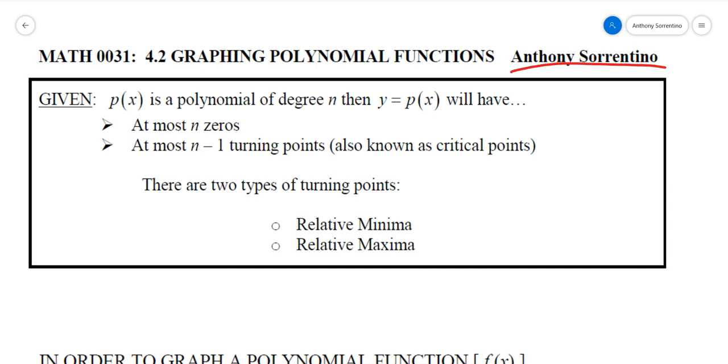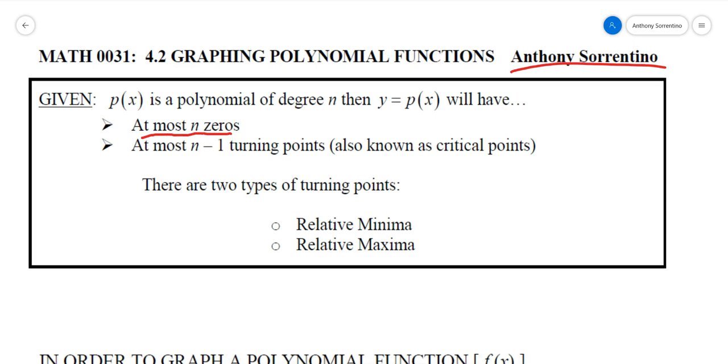One of the first pieces of information is that if you have a polynomial function of degree n, basically that polynomial function will have at most n zeros. We talked about that in the previous video. If it's a degree 3 polynomial, I would expect to have 3 zeros. If I have a degree 8 polynomial, I should expect to have 8 zeros. Some of them might count more than once. Some of them might be non-real, so we'll talk about that a little bit later in this chapter, and they won't be represented on the graph. But it's important to know that that's how many I would expect to see.